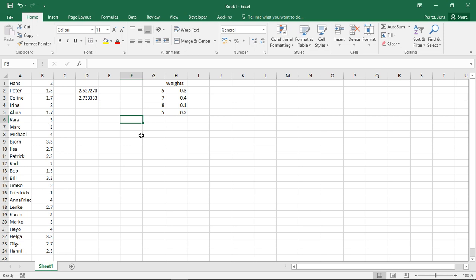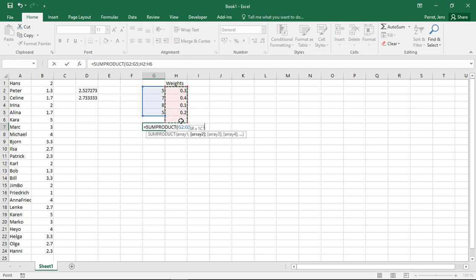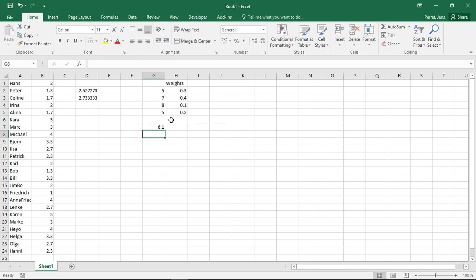And then if I just want to calculate the weighted mean, what I can do is simply use this formula, SUMPRODUCT. Select the first range, semicolon, select the second range, and I will get the weighted mean.